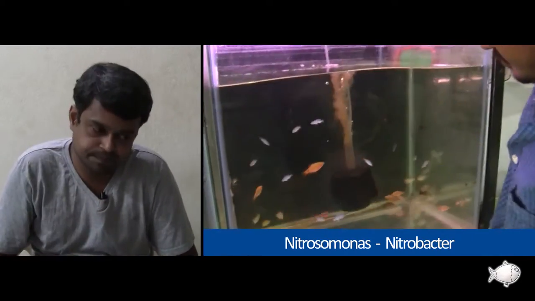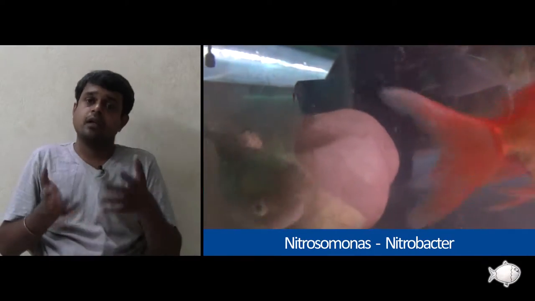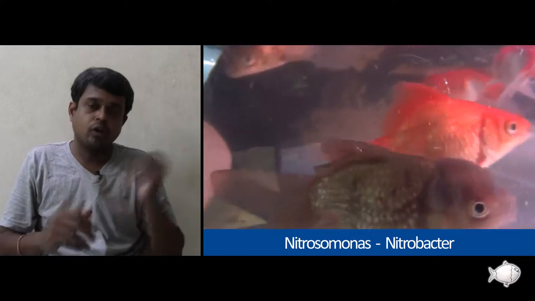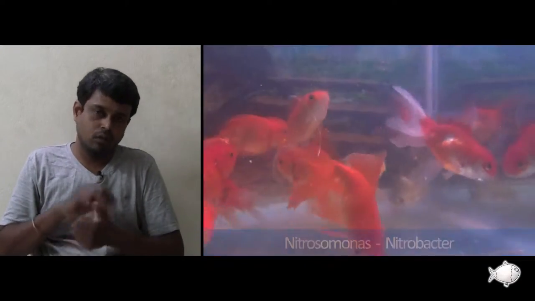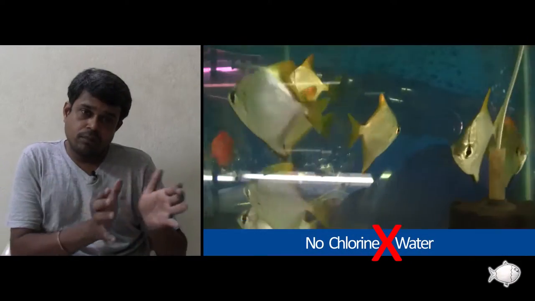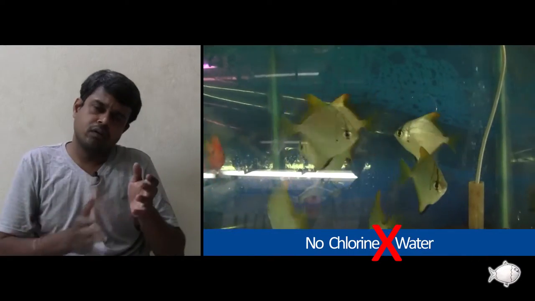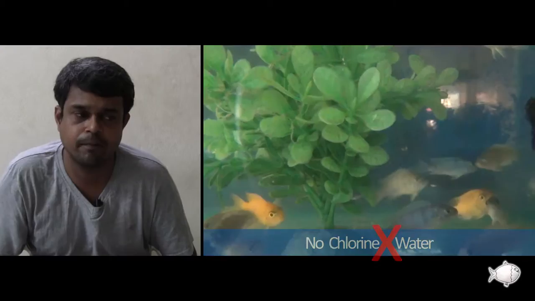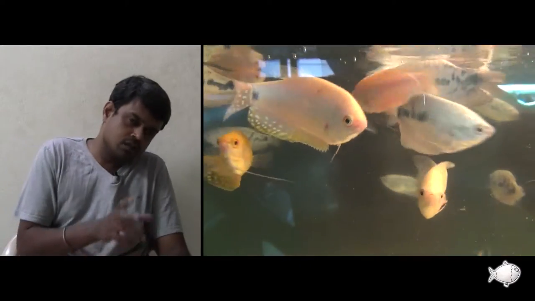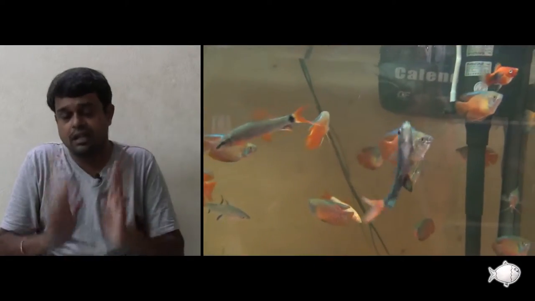So what happens here? This Nitrosomonas and Nitrobacter will not get washed away much, because we are using the old aquarium water. For example, if you clean that sponge filter below a fresh water tap, a lot of these bacteria will be washed away. So again, it will take a lot of time for the bacteria to develop in the aquarium. So that's the reason why we suggest you use old aquarium water to clean the sponge filter.